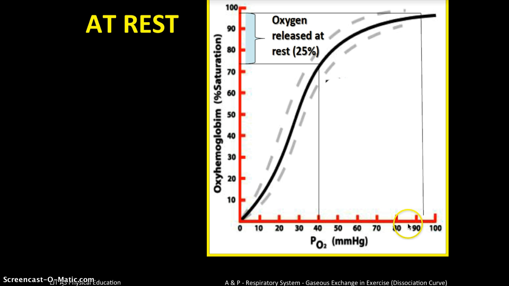The other thing we notice is where partial pressure drops, let's say to 40, we might find this at resting muscles. If we follow this line up, this curve suggests that hemoglobin only now is about 75% saturated. About 25% of its oxygen has been released, and we've described this already. So between the lungs and resting muscles, we have a 25% drop in the hemoglobin saturation.